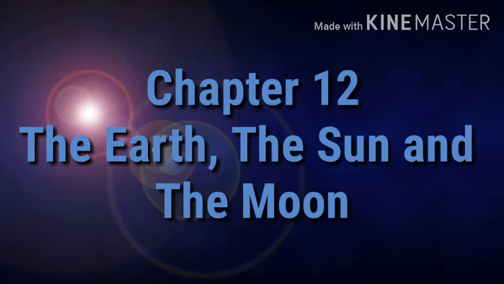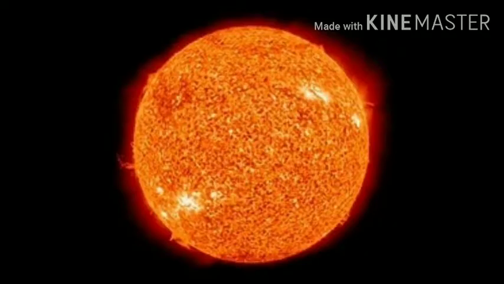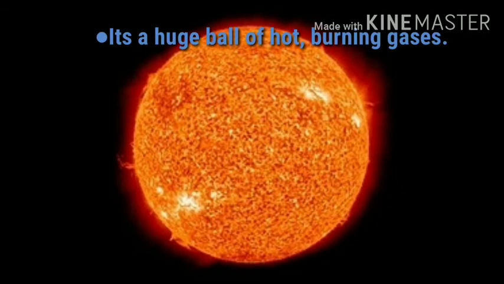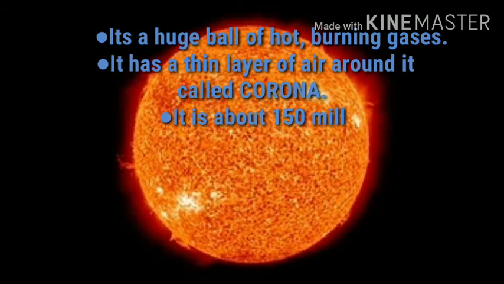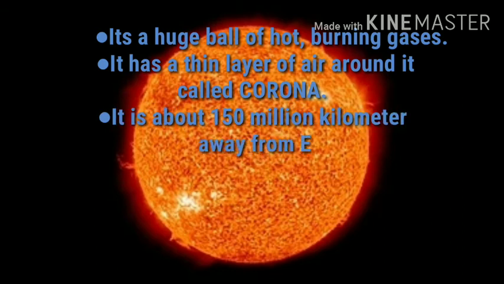So, first of all, we'll learn about the sun. You know that the sun is a huge ball of hot burning gases. It has a thin layer of air around it called the corona. It is about 150 million kilometers away from the earth.